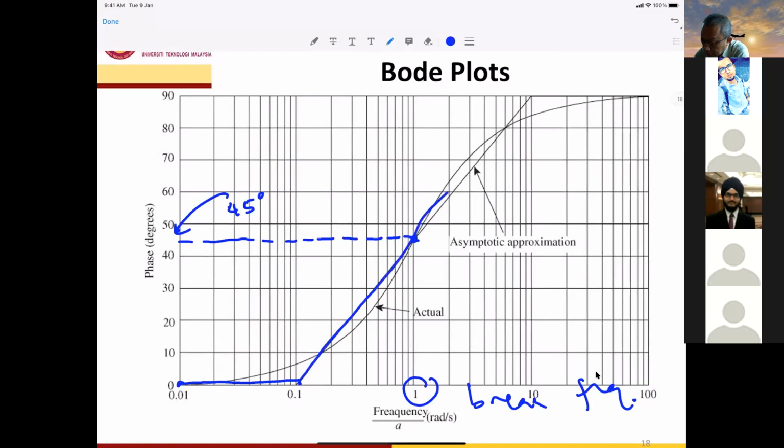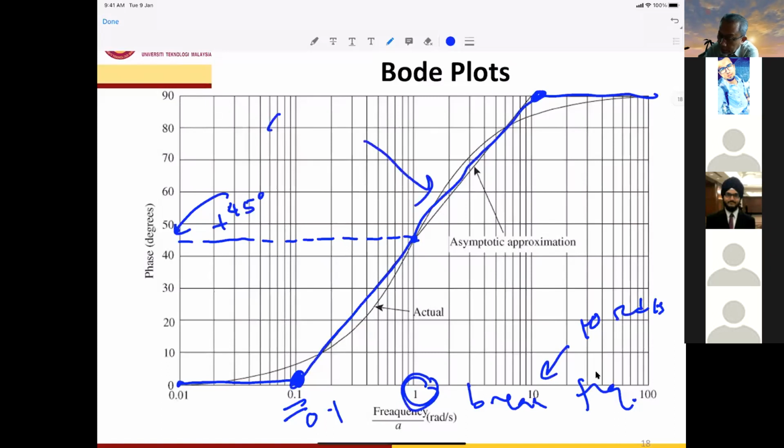The black is the real one. You can see the border, which is 1 decade before the break frequency, which is 0.1, and this one is 1 decade after the break frequency, which is 10 radians per second. The break frequency occurs at 1 radian per second between 0.1 and 10 radians per second, with the phase at 45 degrees. So what is the slope of this line? The slope is positive 45 degrees per decade.